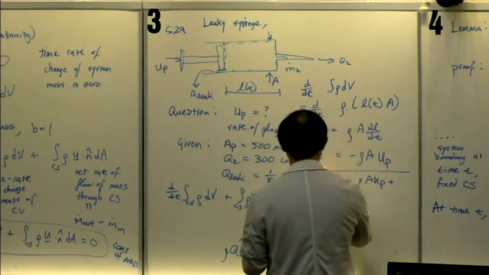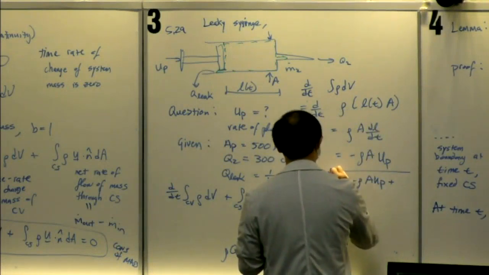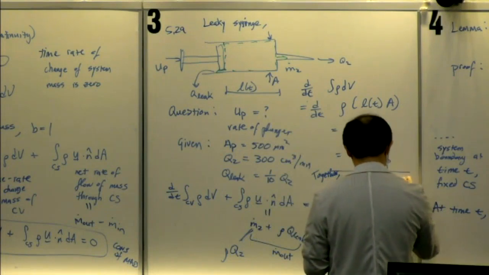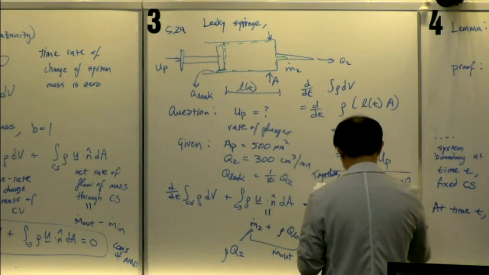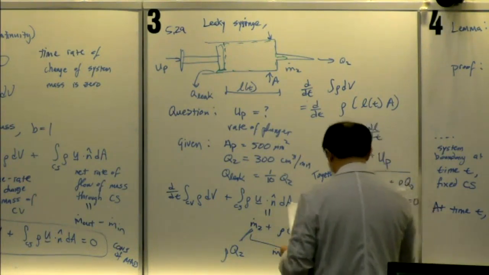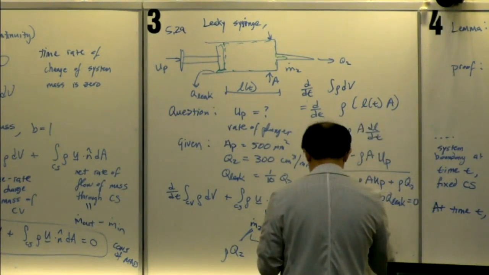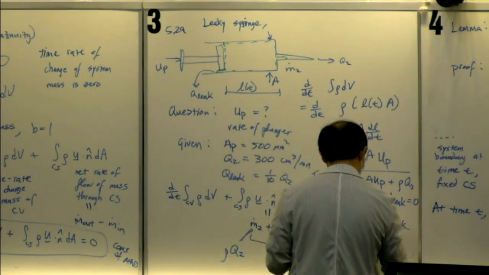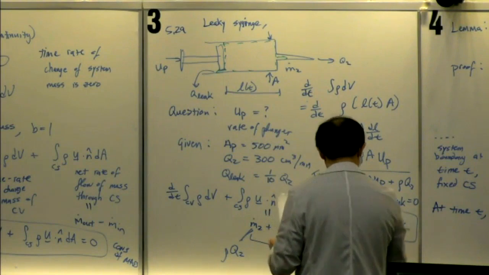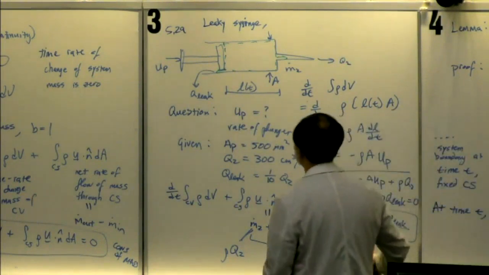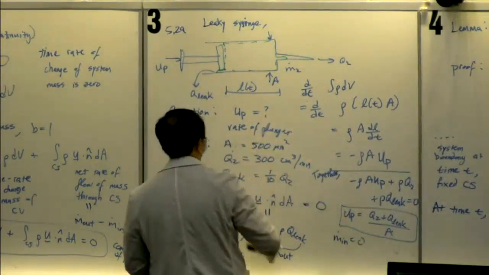So together, plus rho Q2 plus rho Q leak equals 0. So that gives us a closed form equation. And that says U_P is equal to Q2 plus Q leak over the area. We'll just call it A instead of A sub P.